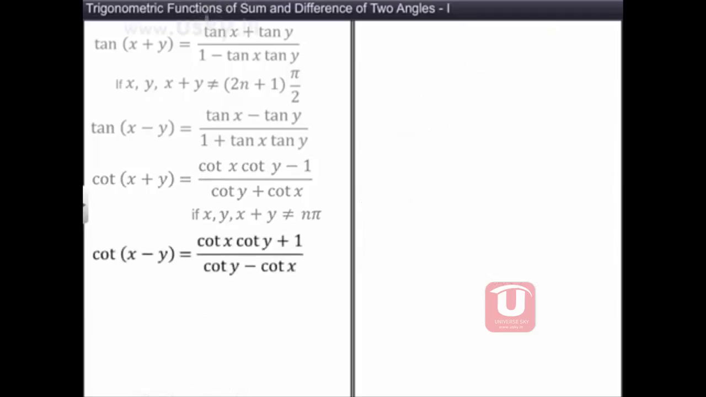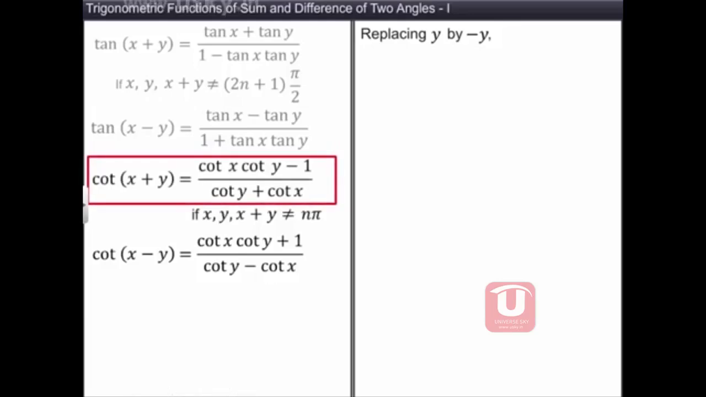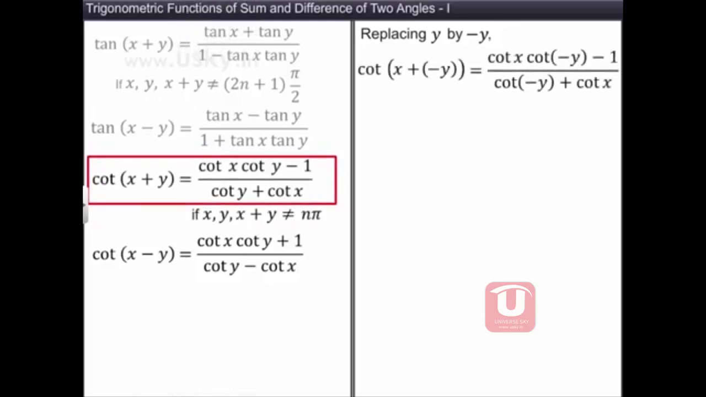Now let us prove cot of x minus y is equal to cot x into cot y plus 1 divided by cot y minus cot x. Replacing y by minus y in the equation, we get cot x plus of minus y is equal to cot x into cot of minus y minus 1 divided by cot of minus y plus cot x.